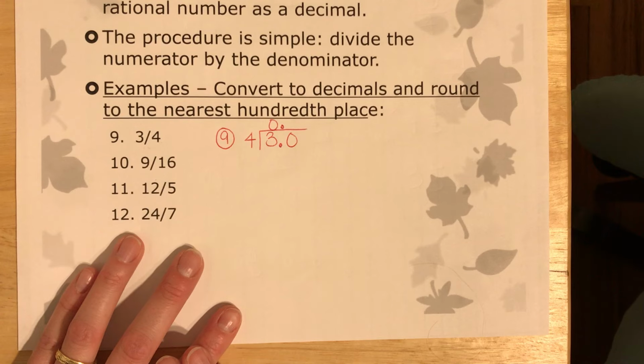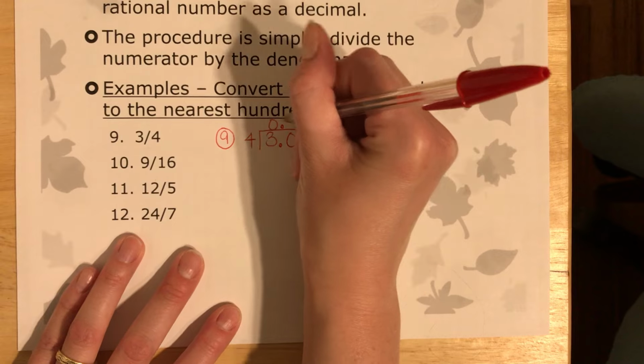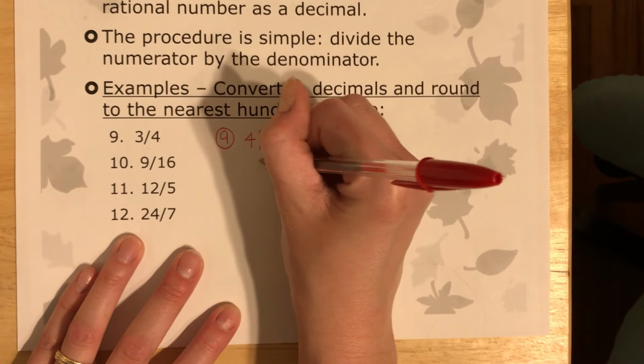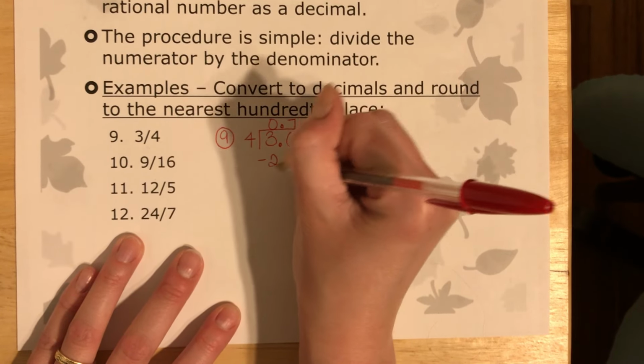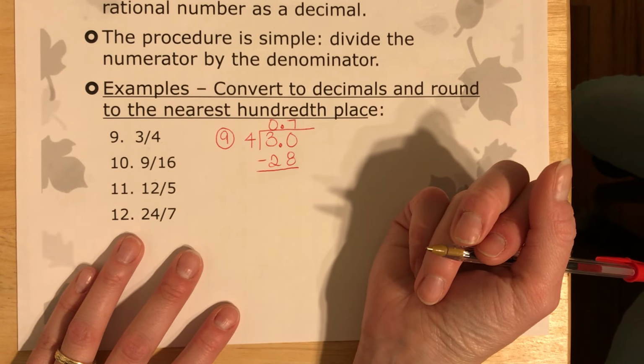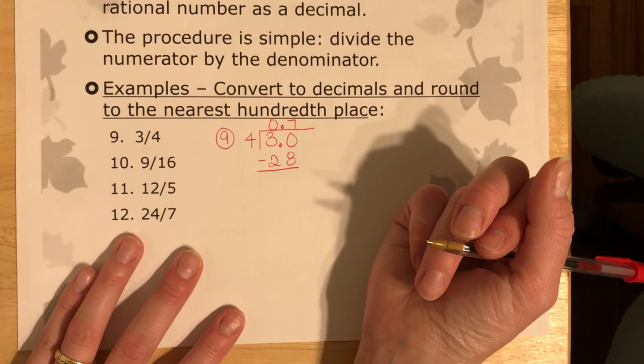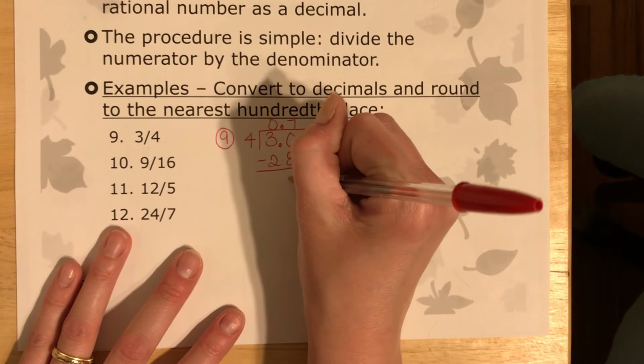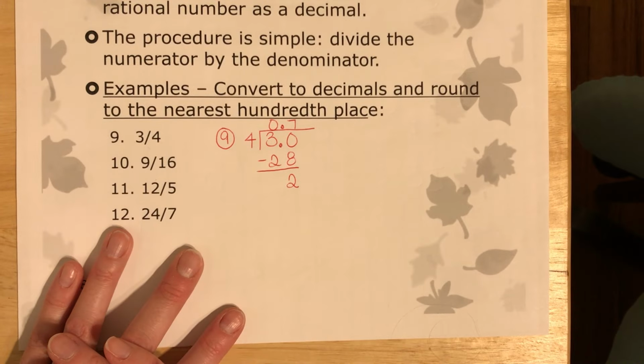Now I can do 4 into 30. 4 goes into 30 7 times. 7 times 4 is 28. Remember, we did do division of decimals already. We did this back, I believe, in chapter R. 30 minus 28, I have a remainder of 2.